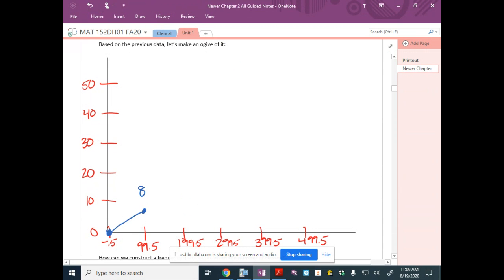Well, there were 23 altogether. I mean, there were 23 between this, but what was the cumulative? 31. How about the next frequency, cumulative? 42. So the steepest line is obviously this one. And then it was 48. And then 50.